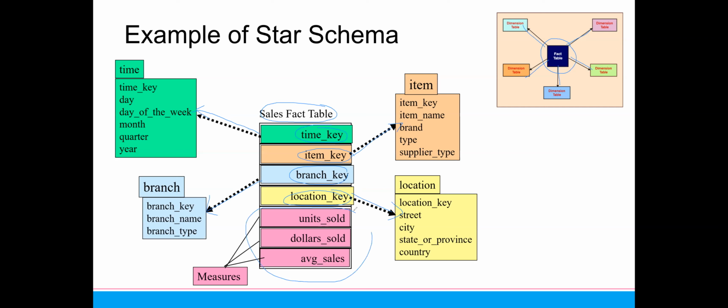And now it includes some of the measures. The measures are about the units sold, so how many items have been sold, and the dollars sold, so how many dollars the stores got, and maybe some other measures like the average price.